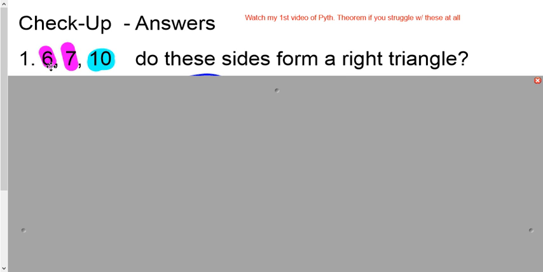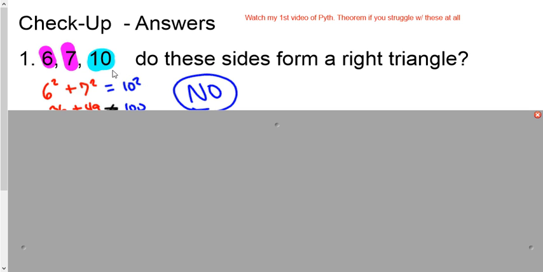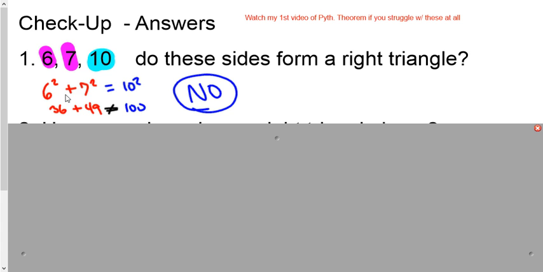The first question was, do these 3 sides form a right triangle? The 2 short sides would be legs, and the longest side is always the hypotenuse. And so we square all of them, but we put the legs on the one side of the equation, and we put the hypotenuse on the other. The legs are 6 squared and 7 squared. The hypotenuse is 10 squared. And then we go see if the 2 sides equal each other.